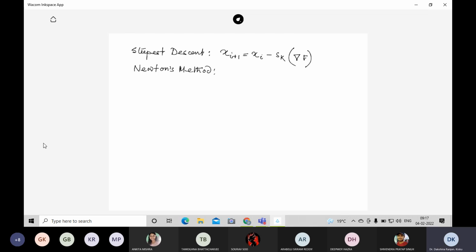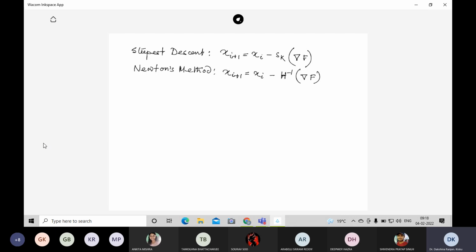We have derived another function, which is called Newton's method. In Newton's method, we are using the Hessian matrix, the inverse of the Hessian matrix, and the rest of the part is the same. As I said, in Newton's method, the Hessian is the Jacobian of the gradient of the function.